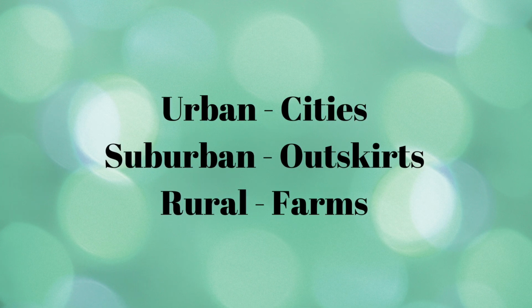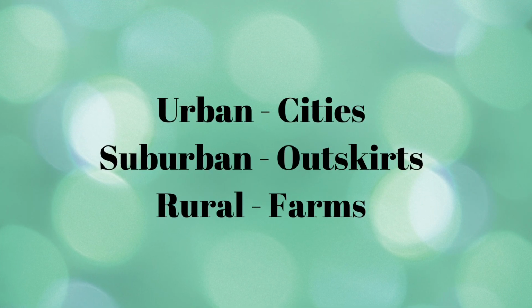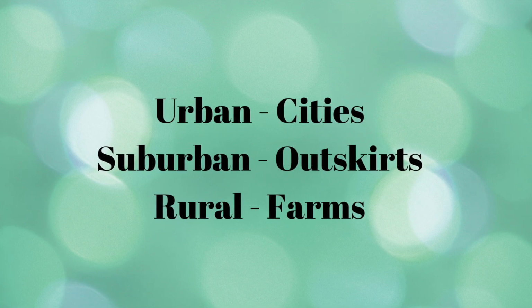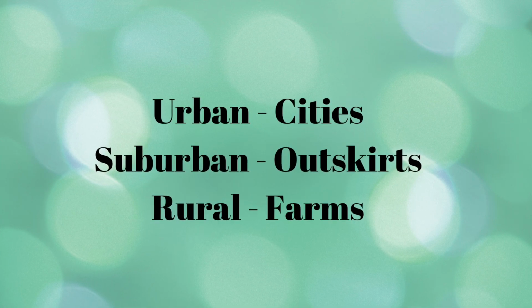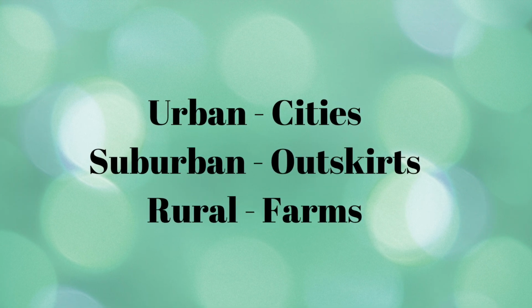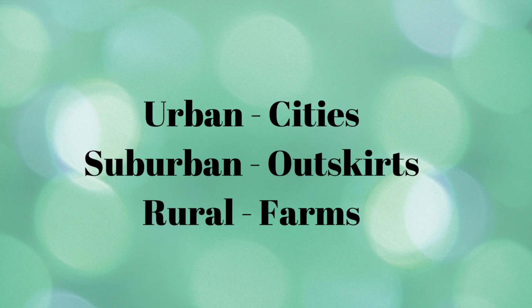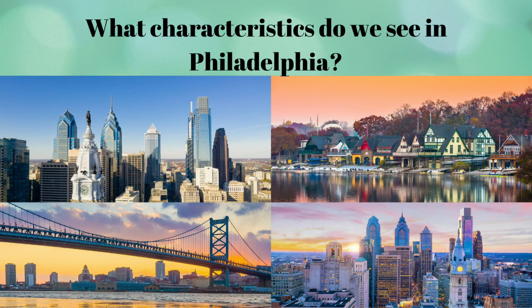An easy way to remember the 3 types of environments is by repeating these key words: urban, cities; suburban, outskirts; rural, farms. Hopefully, by repeating this, it'll help you remember the 3 types. So we already established that Philadelphia is an urban environment, but what characteristics exactly do we see in Philadelphia?